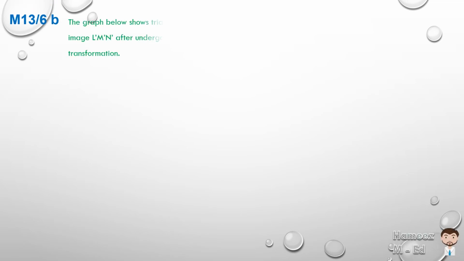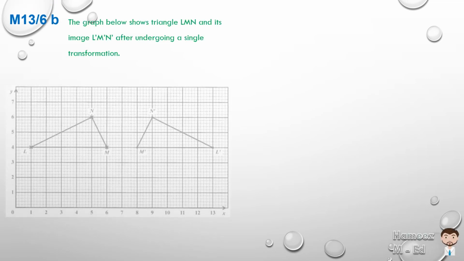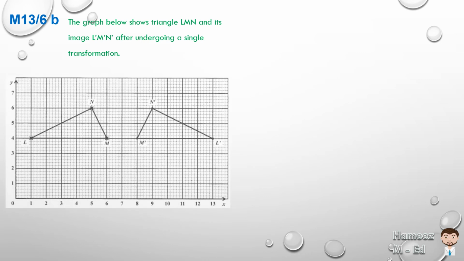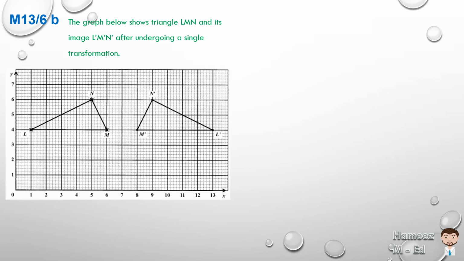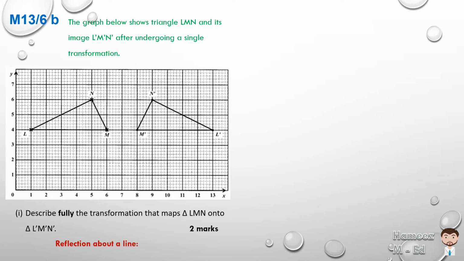May 2013, number 6b. The graph below shows triangle LMN, which is on the left-hand side, and this image L' M' N', which is on the right-hand side, after undergoing a single transformation. Describe fully the transformation that maps triangle LMN onto triangle L' M' N'. So we can see that it moved from the left to the right by a flip or a reflection about a line, and we need to figure out where that line is.